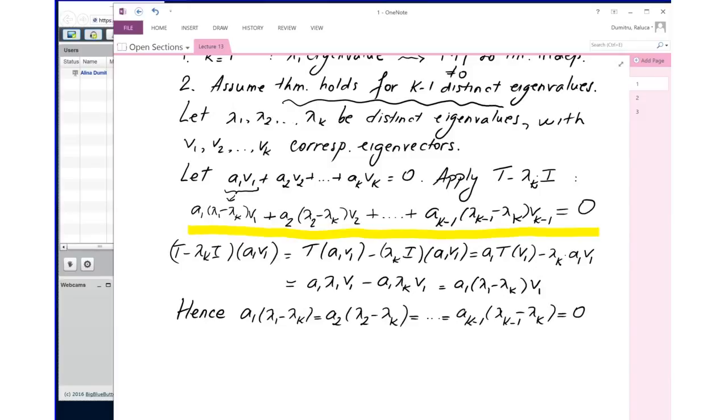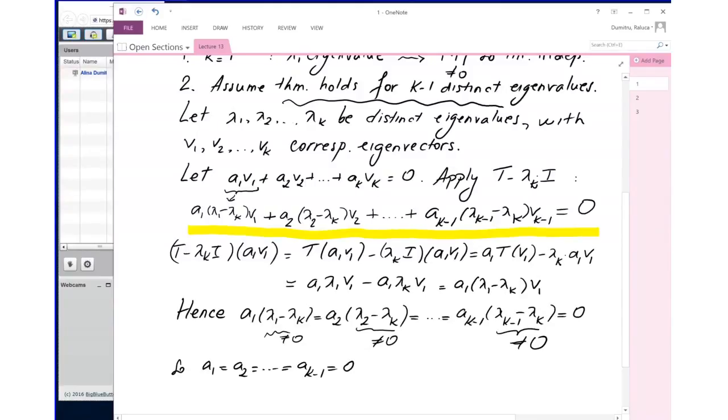Okay, but how could all those products be 0? Remember that lambda 1 through lambda k were distinct eigenvalues, right? So those differences here can never be 0. So the only way in which all those things would be 0 is if the first k minus 1 coefficients are 0. So a1 equals a2 equals ... equals a(k minus 1) equals 0.